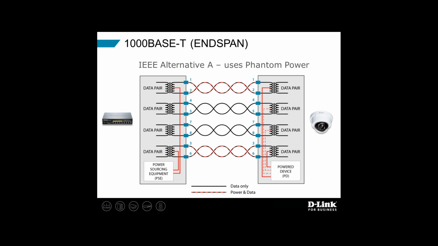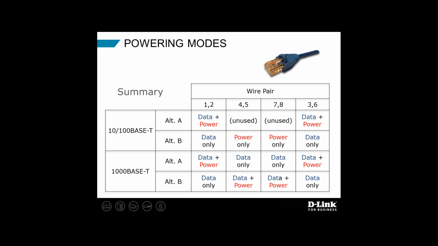I know that's a little bit complicated. I added this summary table here for future reference, in case it's something you need to know. This shows what we just reviewed on the previous slides, showing in a 10/100 network and in a gigabit network, for both alternative A and alternative B, what's on the different wire pairs: data only, data and power, or power only.